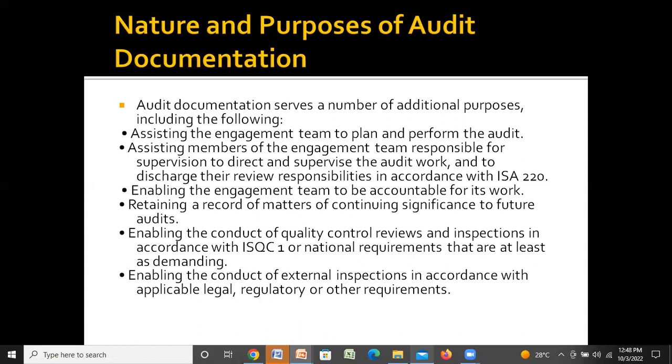Assisting members of the engagement team responsible for supervision to direct and supervise the audit work and to discharge their review responsibilities in accordance with ISA 220. All right, so of course, ISA 220 is the standard on quality management in audit engagement.